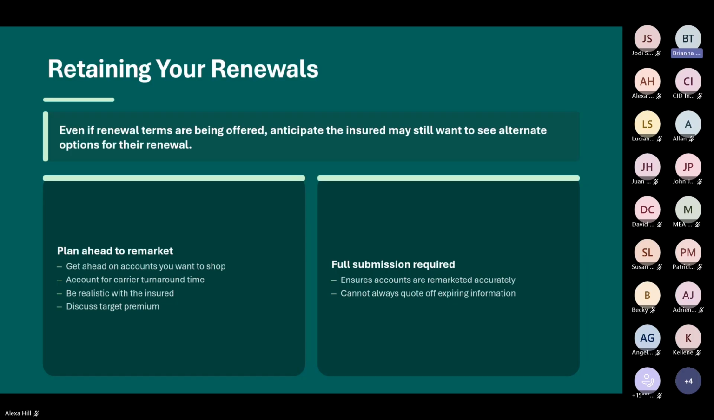As you can see, a lot of what was covered in remarketing non-renewed policies also applies in remarketing for the purpose of shopping the account around. While we can sometimes work to remarket based off expiring applications and exposure information, it is best to provide updated applications in the event that the insured wants to shop the renewal, especially if it is an account where applications have not been required for several years.